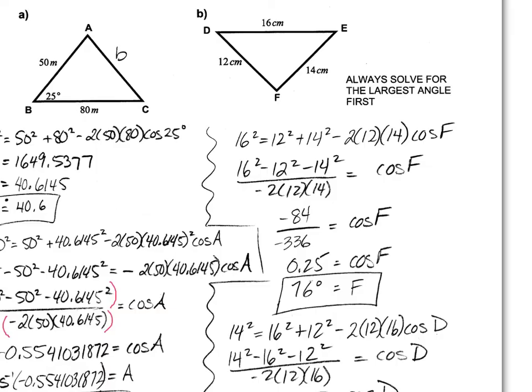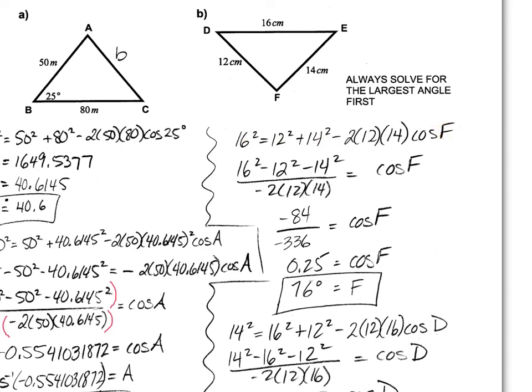When you're using the cosine law and you have three sides, looking at this triangle here, you always solve for the largest angle first. So if you look, we're going to be solving for angle F, because it's across from the largest side. So across from the largest side is the largest angle. So we start with 16 squared equals the other two sides squared and added together, minus 2 times the 12 and the 14. Cos of the angle opposite from 16, which was angle F.